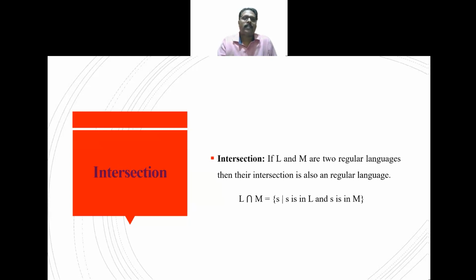The second operation is the intersection operation. If L is a regular language and M is another regular language, then their intersection is also a regular language. L intersection M is the set of S such that S is in L and S is in M. It must be both in L and M.